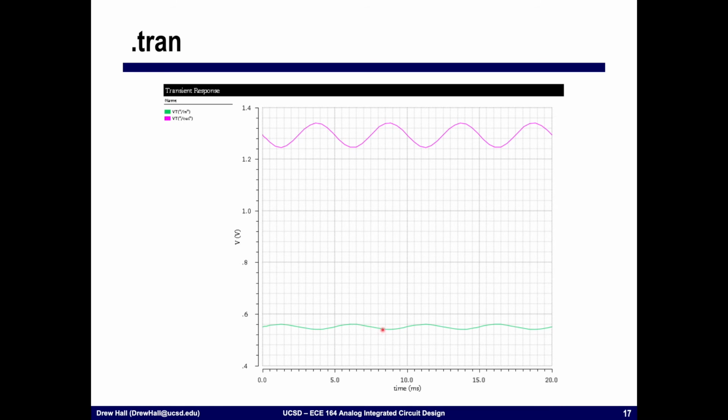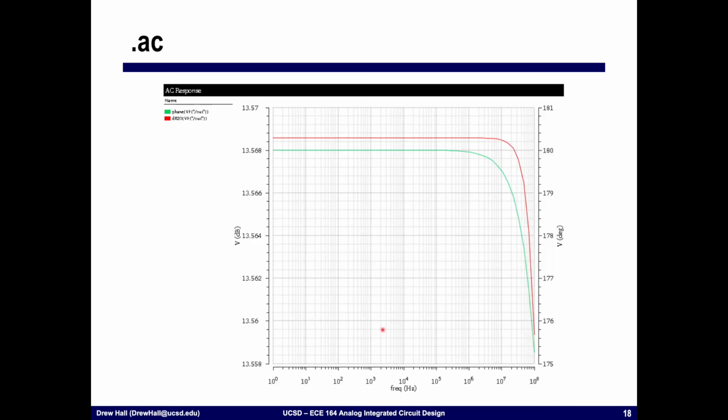Okay, so next I can run an AC simulation. In an AC simulation, I'm sweeping the frequency of the source and plotting the voltage gain along with the phase. This is the gain in decibels and the output phase versus frequency.